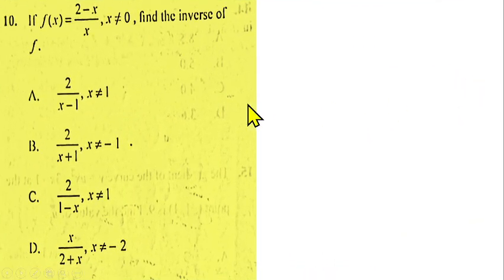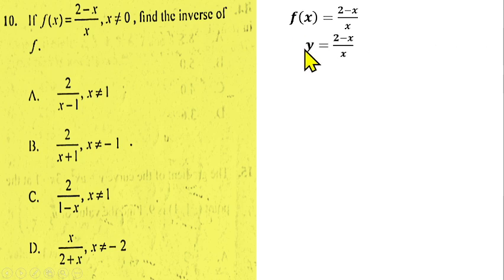Question number 10 is from a function. We have to find the inverse of this function. F of x equals 2 minus x over x. We have to find the inverse of that function. And how do we do that? F of x equals this. We know that f of x also means y. So we have y equals 2 minus x over x.